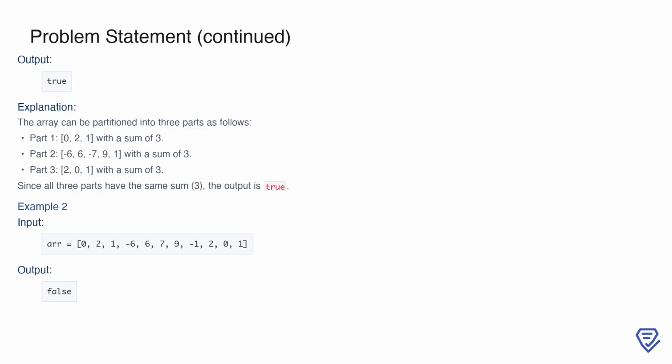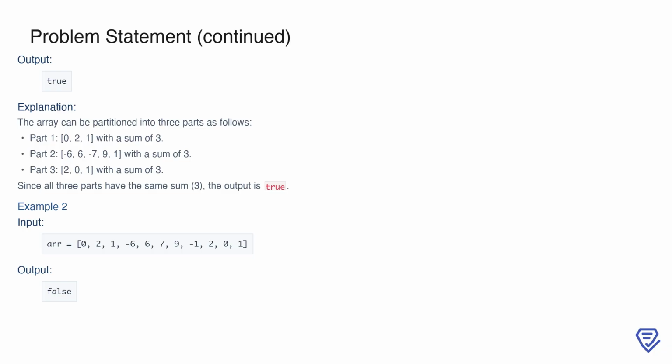Specifically, part 1 contains 0, 2, 1, with a sum of 3, part 2 includes -6, 6, -7, 9, 1, with a sum of 3, and part 3 contains 2, 0, 1, with a sum of 3. Since all three parts have the same sum, the output is true. However, this isn't always the case.